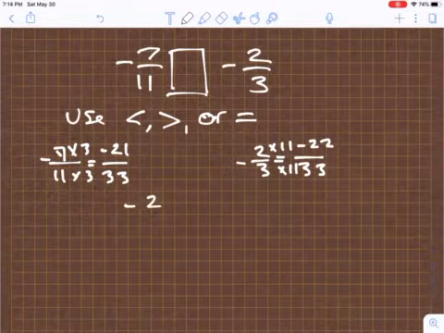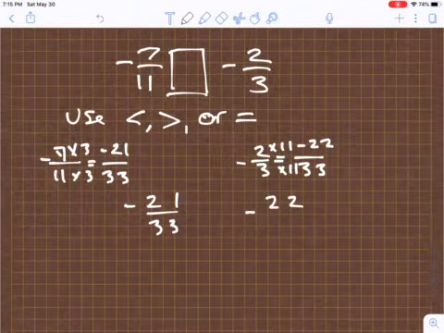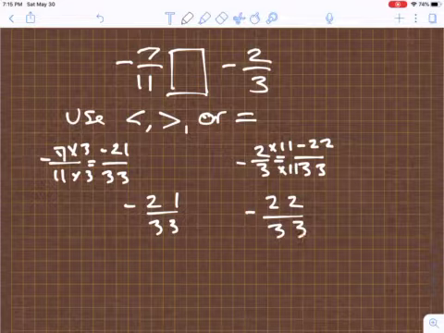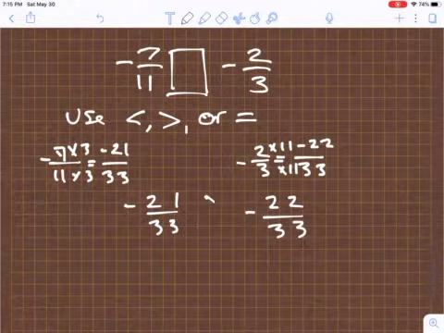So I have -21/33rds and -22/33rds. So even though they're really close to each other, and this is where you have to be careful, these are negative. So remember, in negative, it's the opposite. So the number that actually looks smaller is bigger. So it would be like this. So that would do it like that.